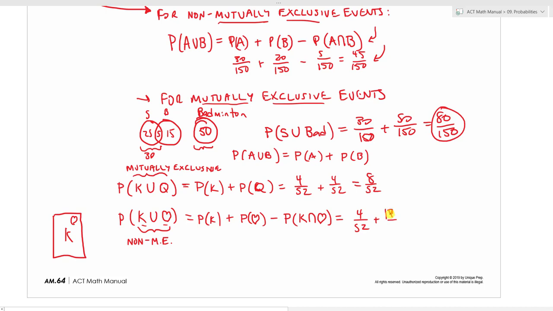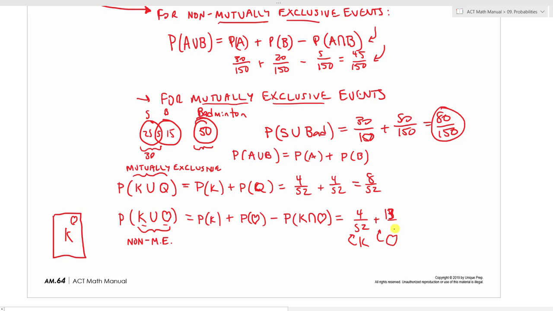Sorry, not from above. My bad. So this is the probability of selecting a king. There are 4 kings. This is the probability of selecting a heart. There are 13 hearts in each deck. So there are 4 suits, and 52 divided by 4 is 13. So there are 13 hearts.